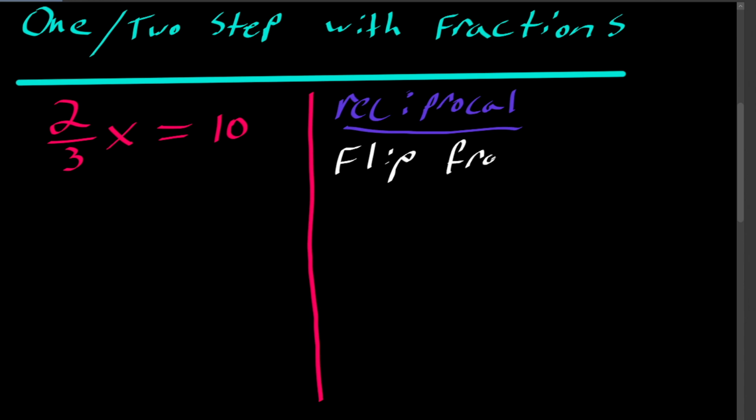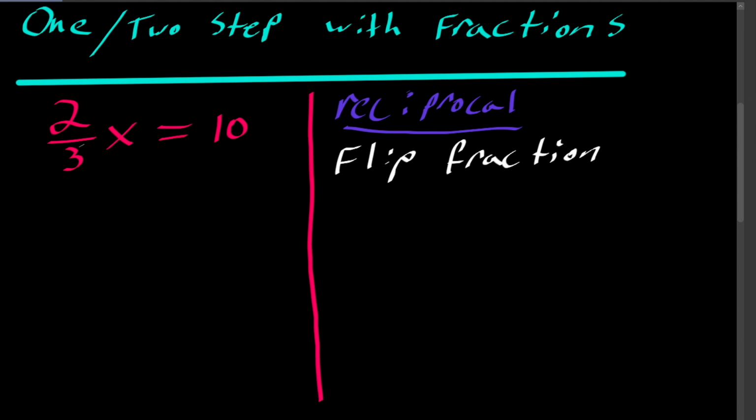So flip the fraction. That means if I have 2/3 and I want the reciprocal, what's the reciprocal? If I flip 2/3, what does it give me? It gives me 3/2. So that's simple enough to understand, going through the process of finding the reciprocal. Okay, so that's the first part.